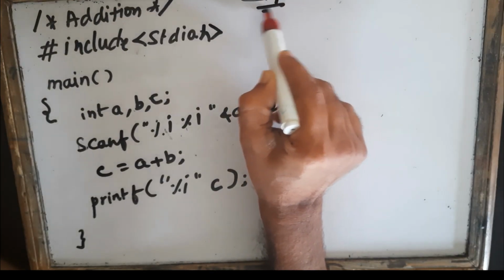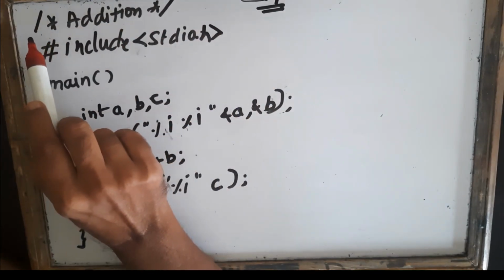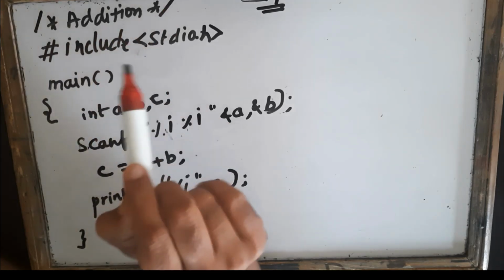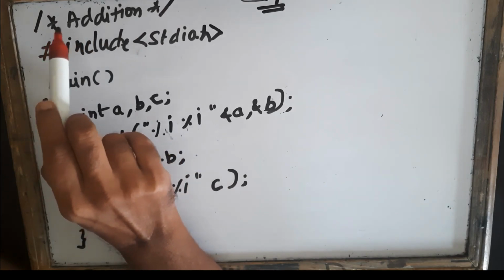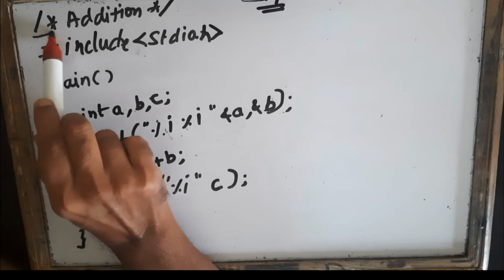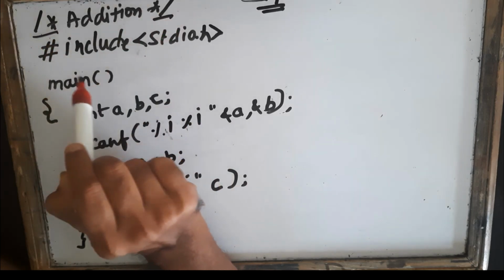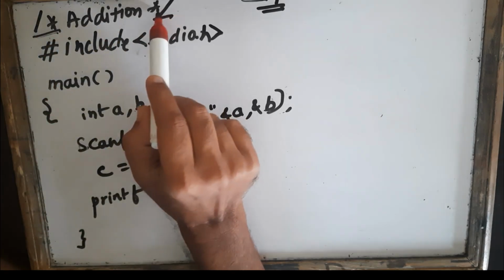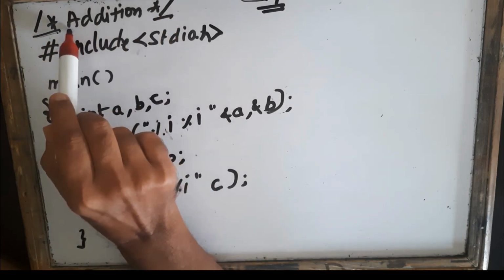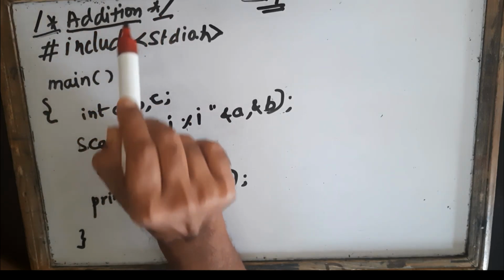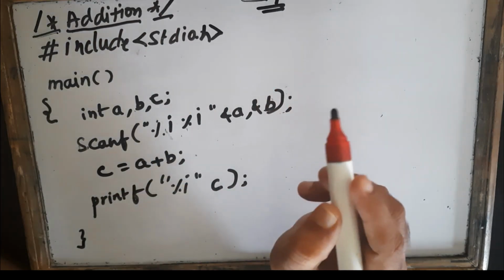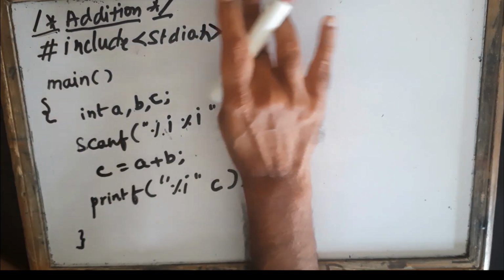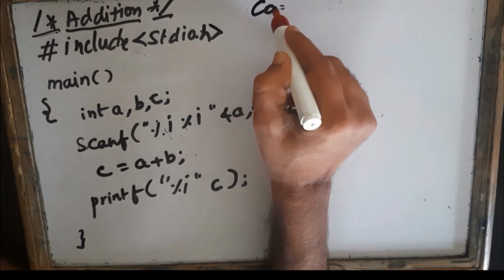Okay, first we understand the first line, line number 1. Here slash star addition star slash. So whatever we write enclosed between these slash star and star slash will be ignored by the compiler. This is like a comment. This we treat as a comment.